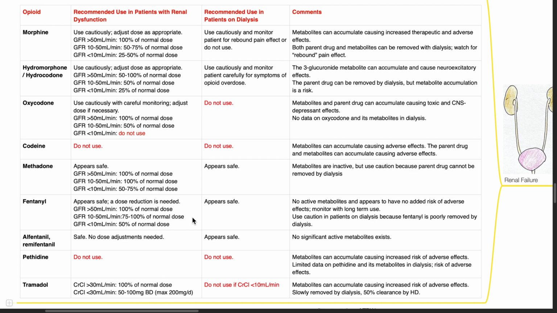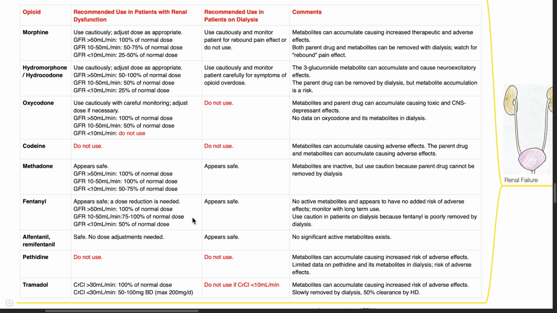For alfentanil and remifentanil, these drugs are safe in renal failure and no dose adjustments are needed. It is also safe in patients on dialysis. No active metabolites exist. For pethidine, do not use in patients with renal failure or in patients on dialysis. Metabolites can accumulate, causing increased risk of opioid side effects. There are limited data on pethidine and its metabolites in patients undergoing dialysis.